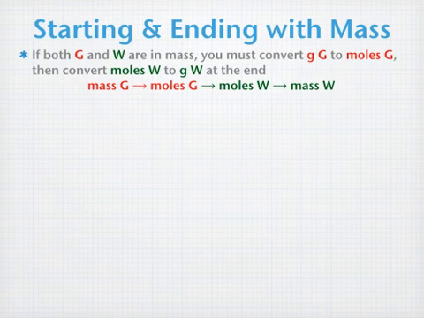The mass of the given to the moles of the given, you're going to use the molar mass to do that. From the moles of the given to the moles of the wanted, you're going to use the balanced chemical equation. And then from the moles of the wanted to the mass of the wanted, you're going to use the molar mass of the wanted.